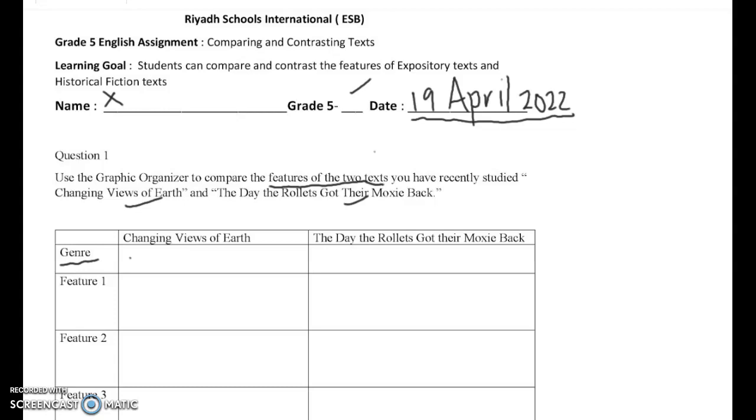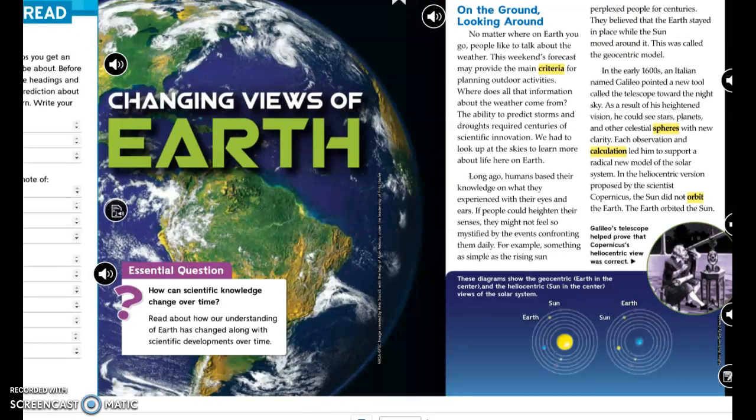Then when we move over to the features, in order for us to do this, we have to know what a feature is. Now, if I go over to the text of Changing Views of Earth, you'll find it in your McGraw-Hill. I've assigned it to you as your unit 5 and 6 reading companion. It's on pages 2 and 3, and you'll also find in the index page The Day the Rolets Got Their Moxie Back.